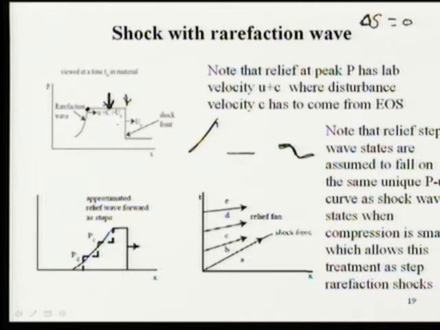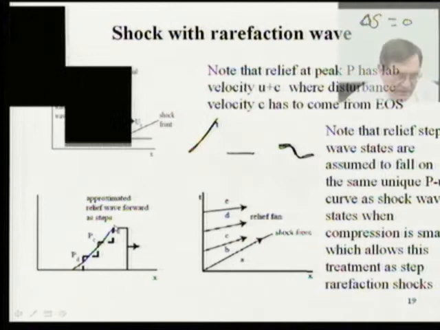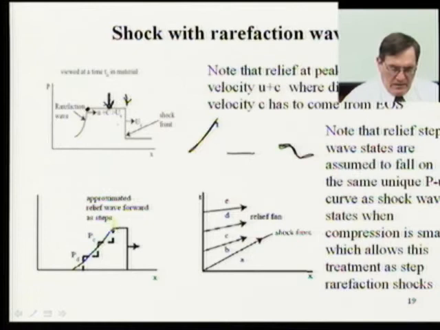But the Hugoniot and isentrope are second order to compression in compression, which means they're pretty close to each other until you get to high compressions. And so this allows you to treat the release wave as a step shock wave, but one that reduces pressure. This is just an approximation, but it really is what makes impedance matching pretty simple. Otherwise, treating a relief wave would be really hard.